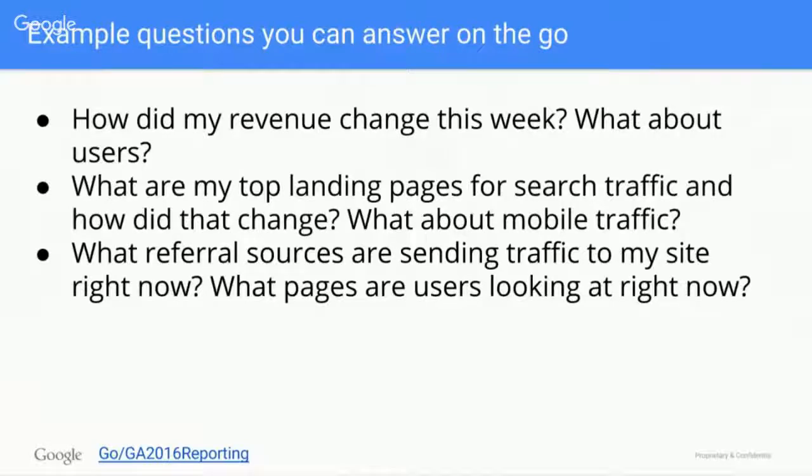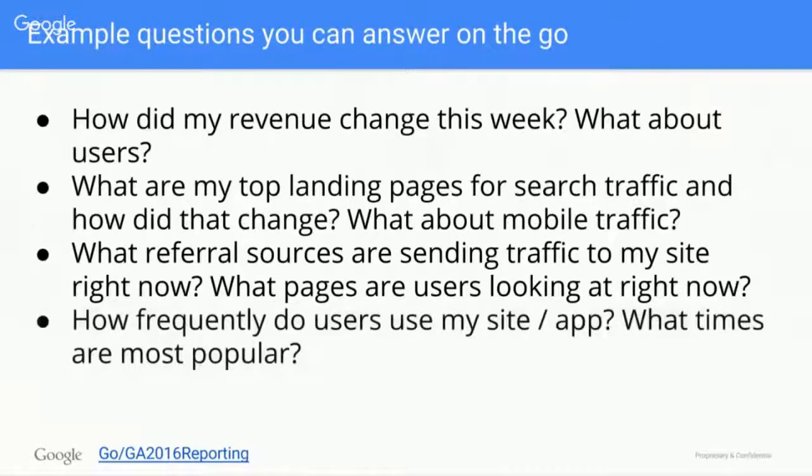What referral sources are sending traffic to my site right now? Like the real-time data. What do you want to see right now? What pages are users looking at right now? Am I seeing the errors? Am I seeing events? Yeah, that's definitely something I'm interested in on the go. Like, I always want to know if the campaign that I'm running is working right now, right? Exactly. You put a post on social, are you getting traffic from social? Can you see that right now?